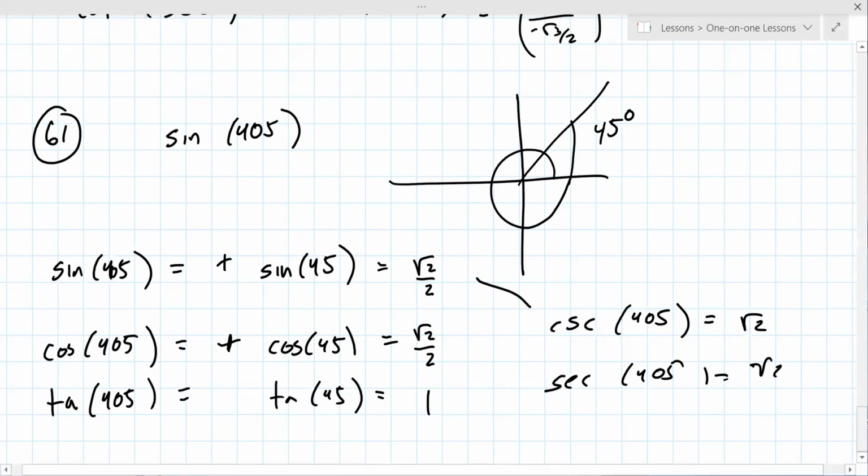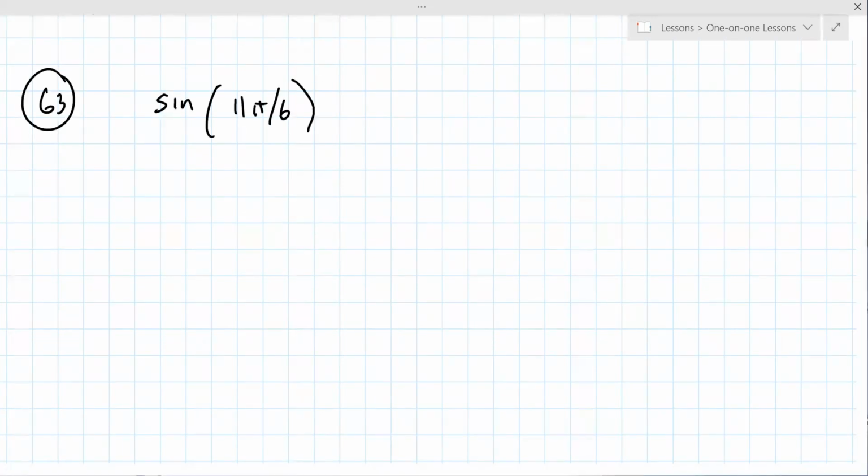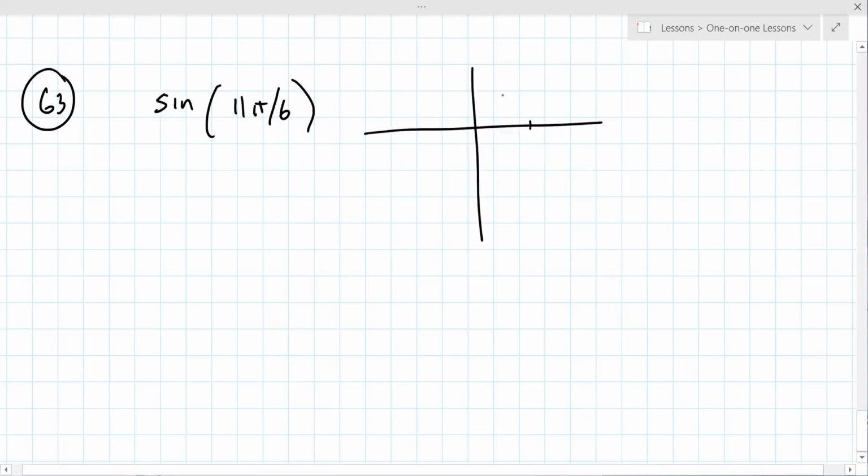Okay, so 63. So 63 is on the unit circle, but sine 11 pi over 6. If you see that on the unit circle, it's in quadrant 4. So it's like going all the way around right here. That's 11 pi over 6. It's kind of like the Pac-Man. The reference angle is pi over 6.